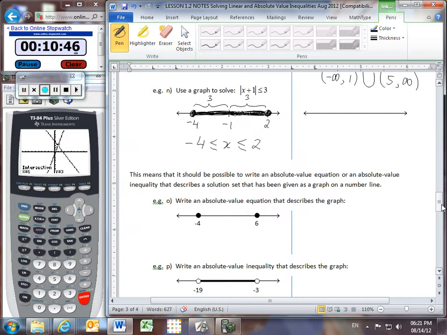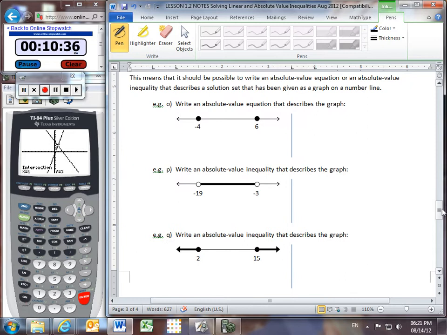Well then, it should be possible to write an absolute value equation or an absolute value inequality that describes a solution set that is being given to you already as a graph on a number line. So suppose that we've been given this situation, we need to write an absolute value equation that describes that solution set. Well, I've got 2 solutions only. That's going to be an absolute value equation. My middle point in between negative 4 and positive 6, if I take the average of these 2 values, I'll see that my middle point is at positive 1.